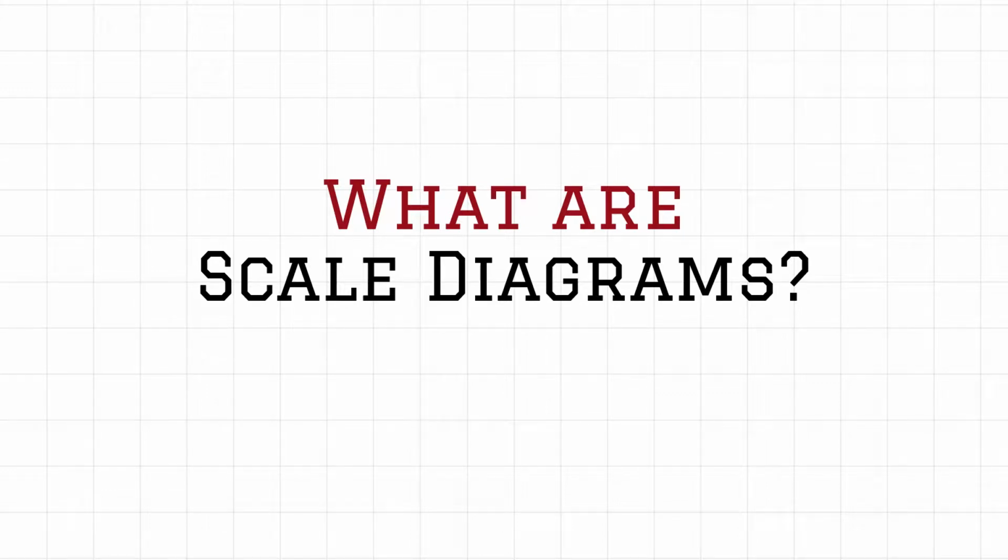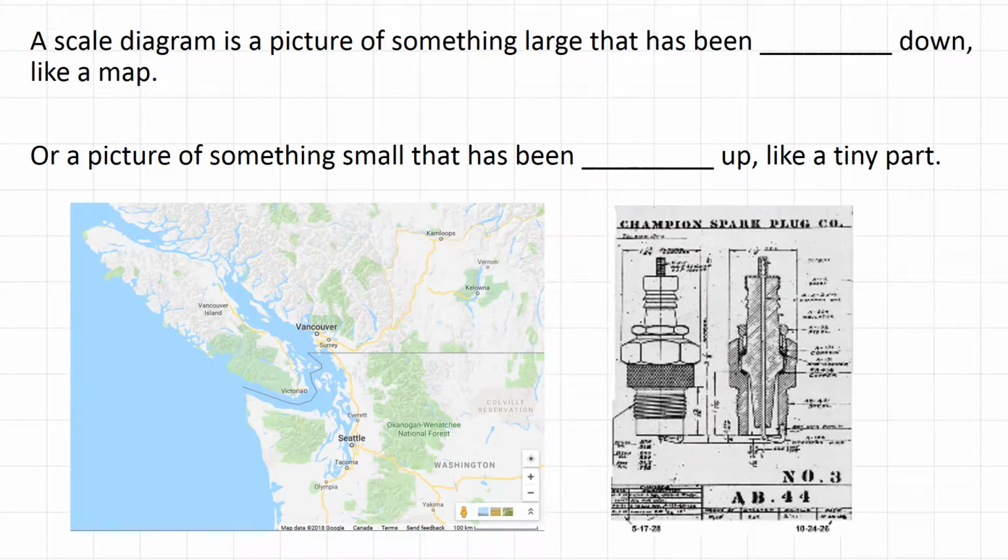What are scale diagrams? A scale diagram is a picture of something large that has been shrunk down, like a map, or a picture of something small that has been blown up, like a tiny part that you need to picture larger so that you can get a good view of it.